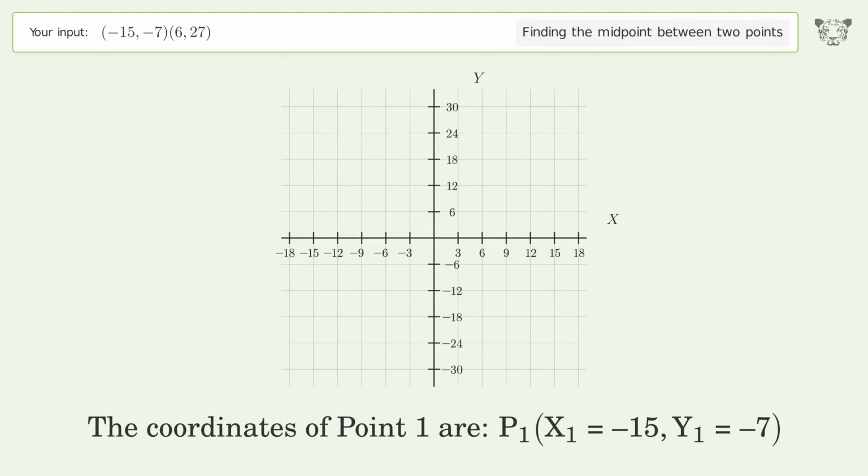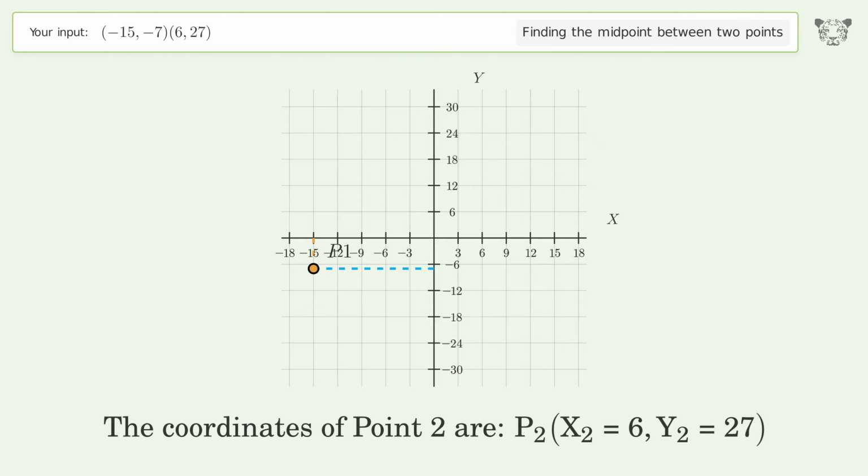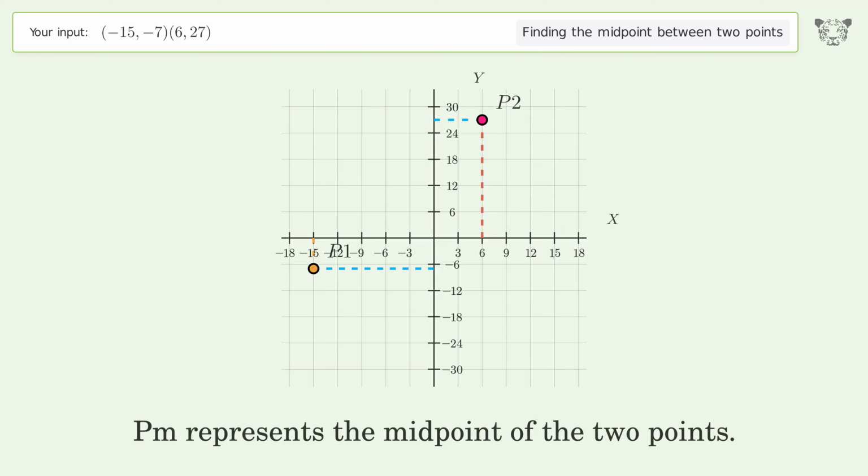The coordinates of point 1 are, x1 equals -15, y1 equals -7. The coordinates of point 2 are, x2 equals 6, y2 equals 27. PM represents the midpoint of the 2 points.